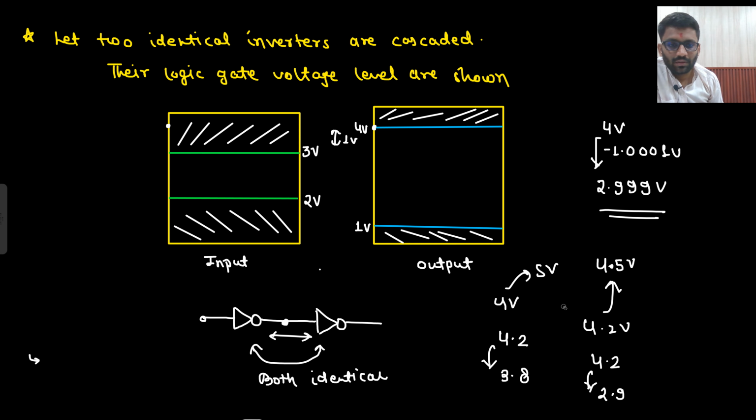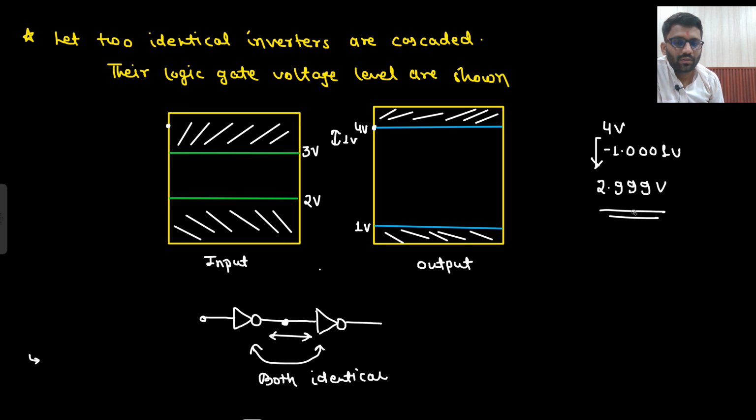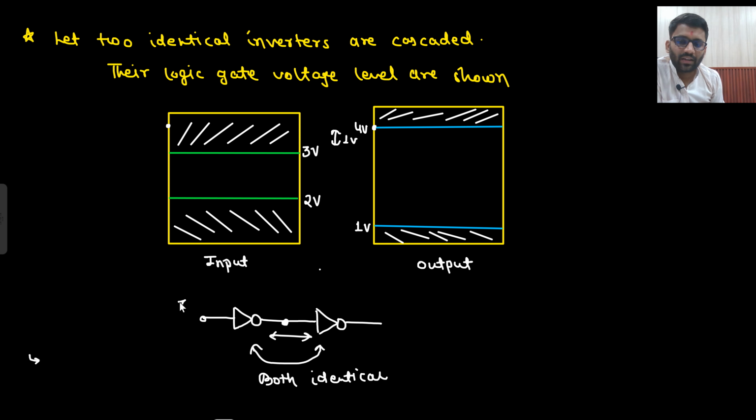For low state means I need to apply low input. Sorry, I need to apply high input. So let's just say any high input I am applying 3.2 volt. If I am applying 3.2 volt, it will consider it as high only. It will give me low output. Low output, that means at least I need to receive 1 volt. So if I am receiving 1 volt, if I go down from 1 volt, let's just say to 0.5 volt, is there any issue? No, it will take it low only. It has to consider it as low. So if I am going down, there is no issue.